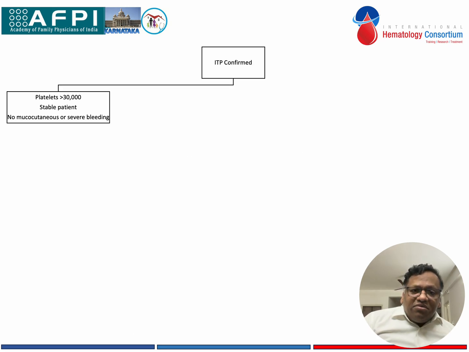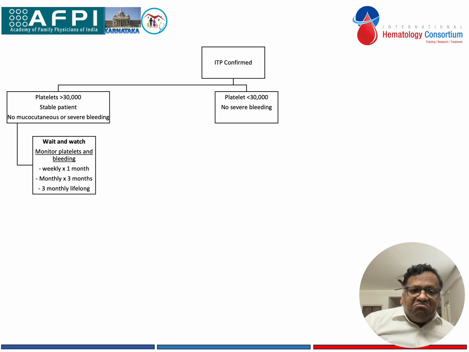Once you've confirmed platelets more than 30,000, we can even wait and watch if they don't have other risk factors. How do we wait and watch? We do platelet count weekly for 1 month, monthly for 3 months, and then 3 monthly lifelong, because they can have a late drop in platelet count. It's an autoimmune condition. It can recur after 5 years. So lifelong they need monitoring.